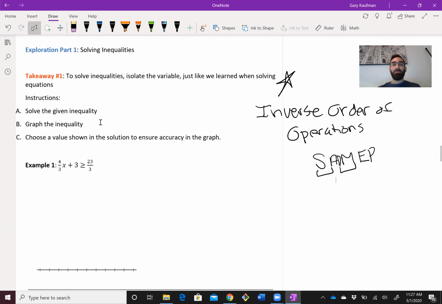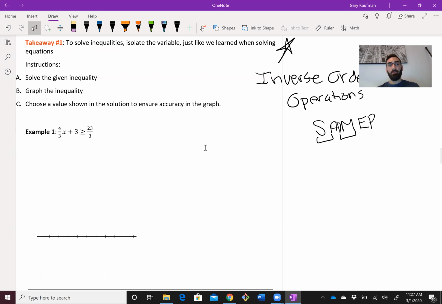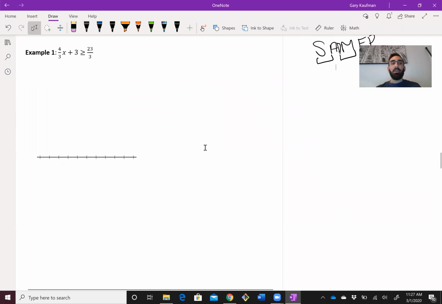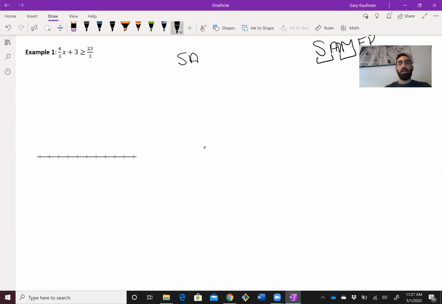Now I'm going to ask you to solve the given inequality, graph the inequality, and then choose a value shown in the solution to ensure accuracy. I have 2 examples and then 2 practice. So here's example 1. Again, I always like to write SADMAP to ensure I'm doing it correctly. I realize I have a multiplication and an addition that I need to undo.